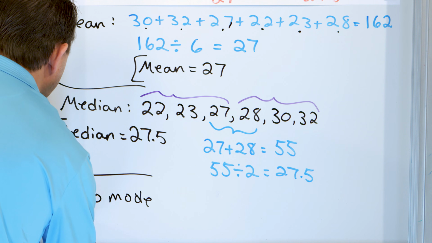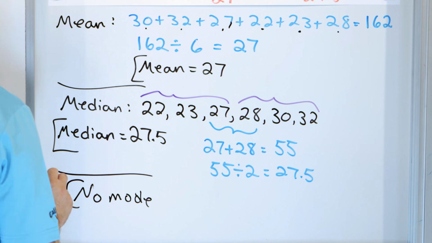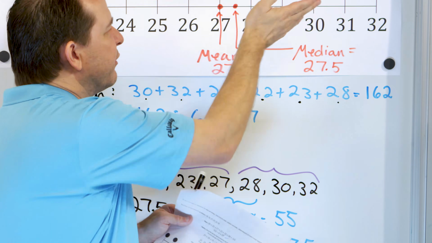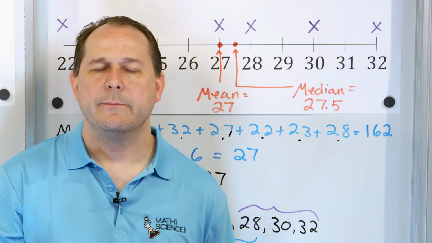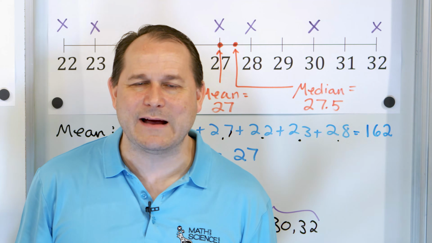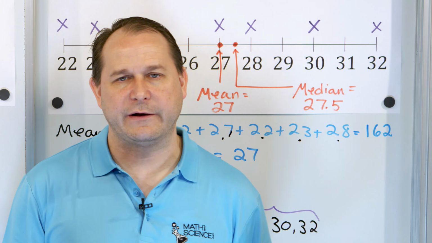There's no mode, because you only have a mode if one of the numbers occurs more often than the other ones. And so there's no mode at all. So there's nothing to put on the chart for mode. When everything occurs only one time, there are no duplicates, then you just write down that there's no mode.